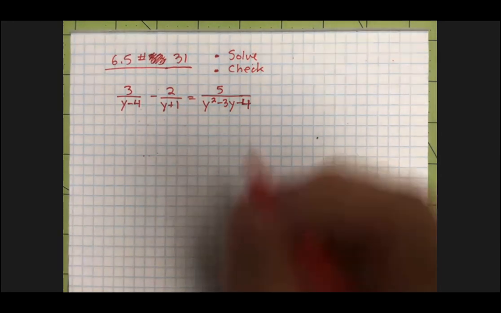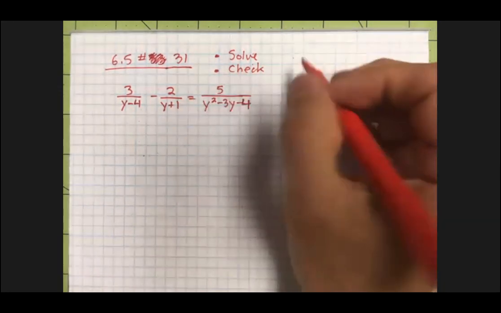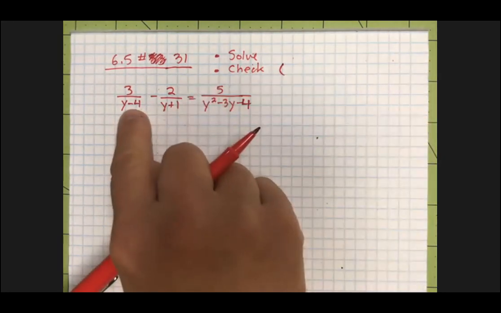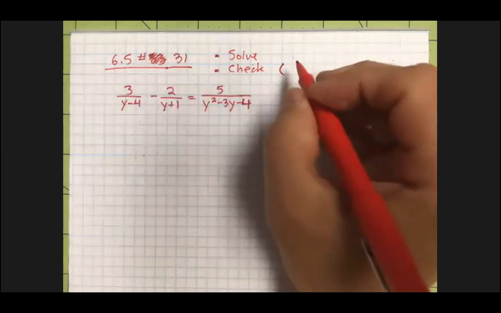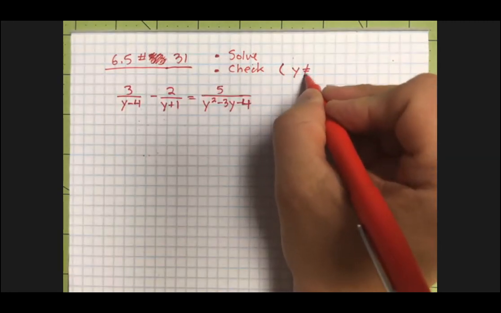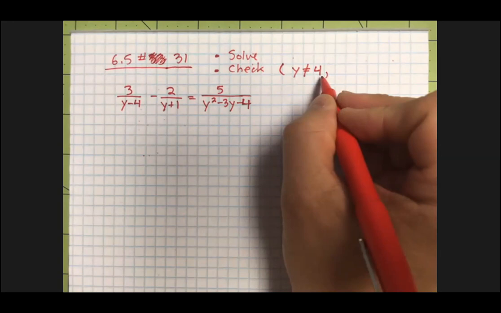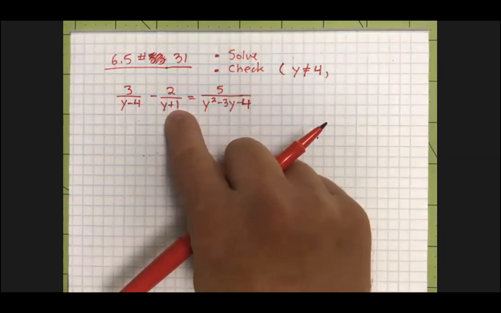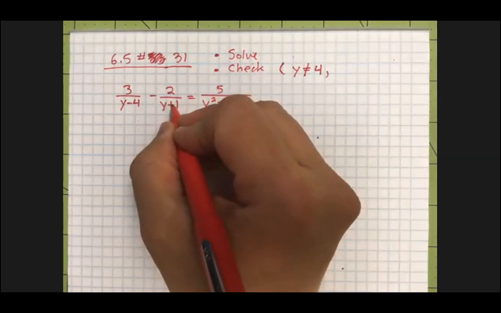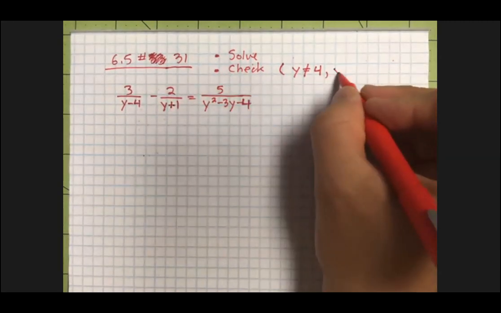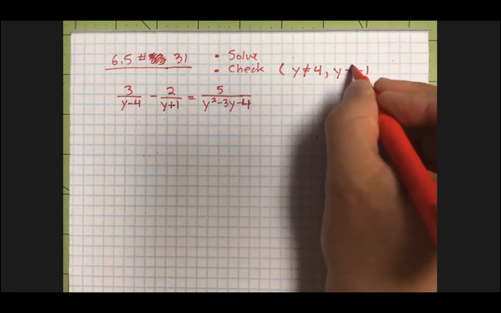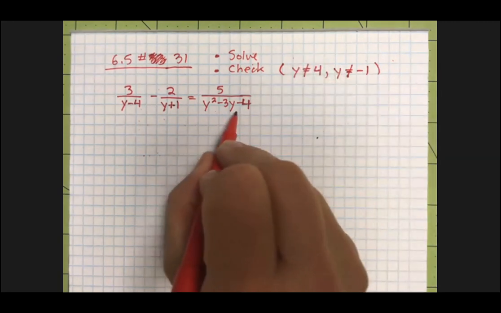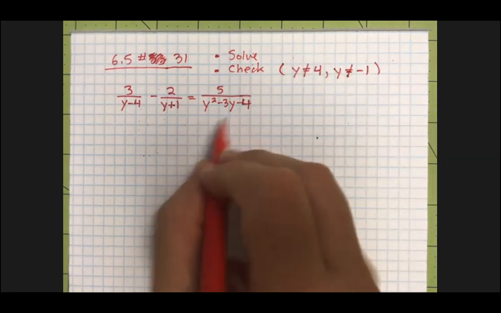So get in the habit, every time you start one of these problems, of making a list of the things you can't use. I cannot use 4. I'll just abbreviate and say y is not equal to 4. Can't do that. I cannot use -1. That would ruin that second denominator. Can't use it. So, I should check, is there anything that would screw up this denominator?